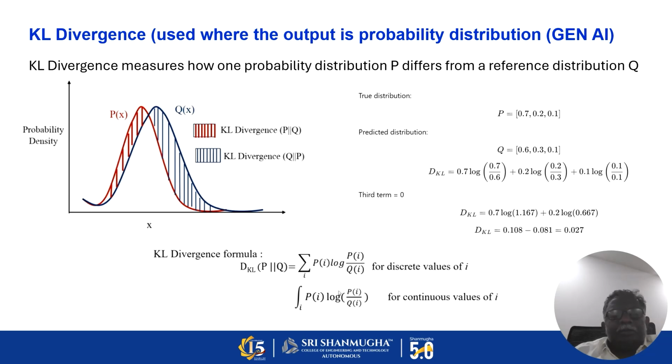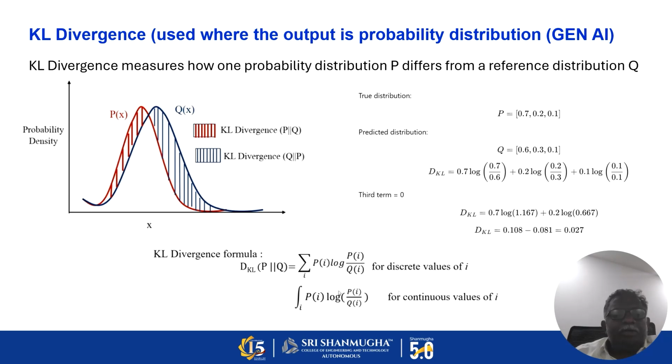This is the most important topic as far as generative AI is concerned, because whenever we have a true image and we generate an AI-based image, the loss can be calculated based on KL divergence theory. Okay, so it calculates how much it differs from the reference distribution.